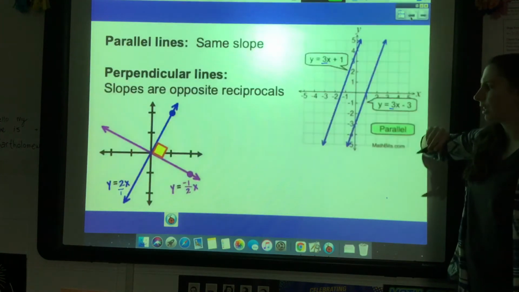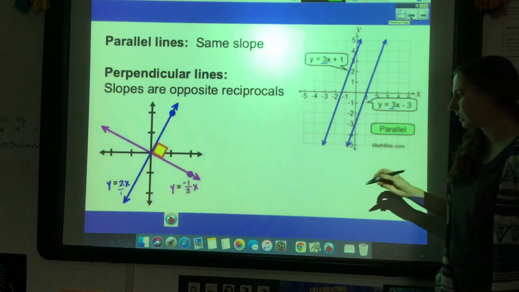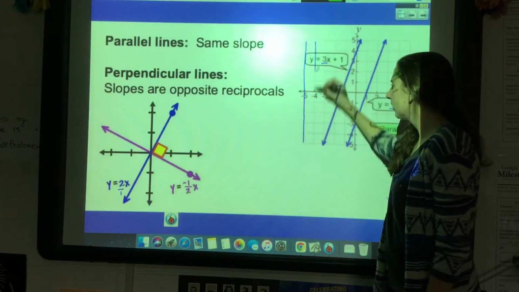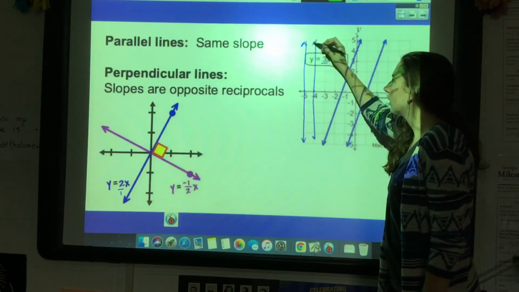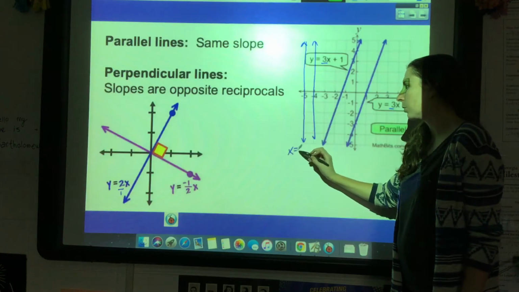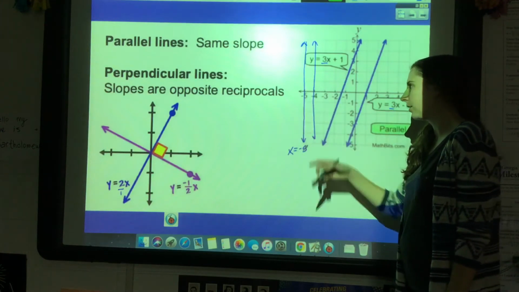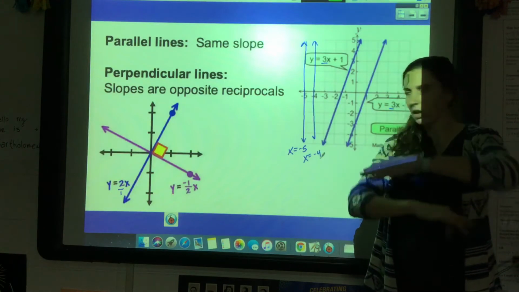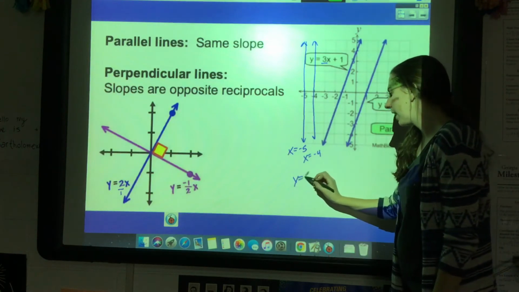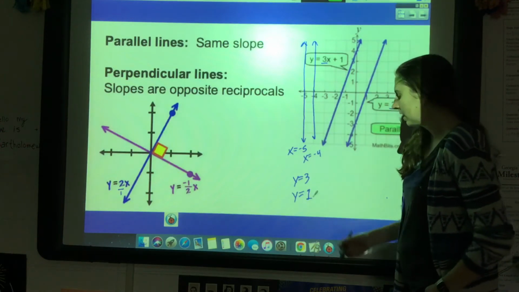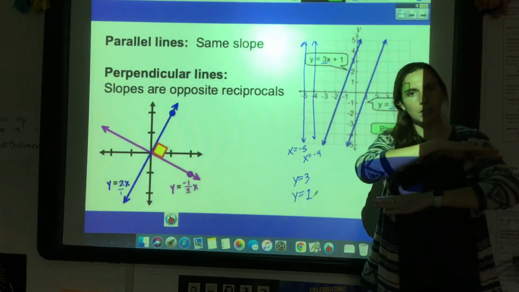Also, I did want to mention, the only real exception to this is if you ever had a vertical line. These two vertical lines are clearly parallel. And remember, a vertical line is always x equals a number, like x equals -5 or x equals -4. Same thing with horizontal lines. If you had y equals 3 and y equals 1, those both have a slope of 0, so they're also parallel.